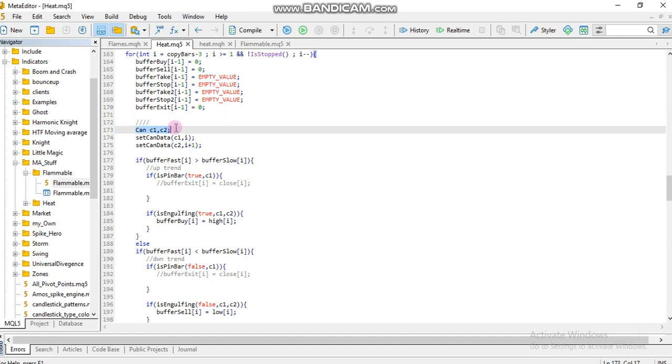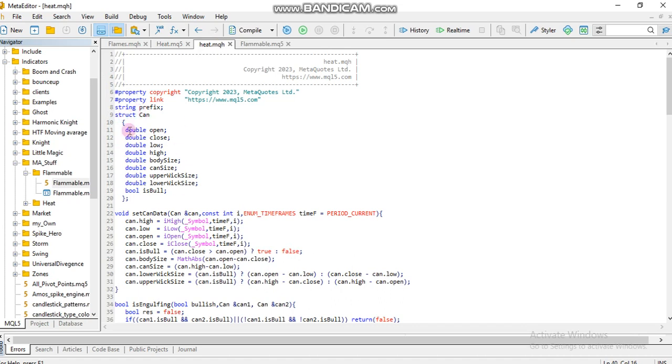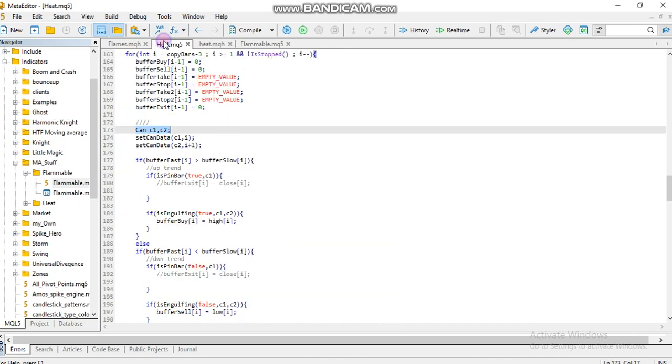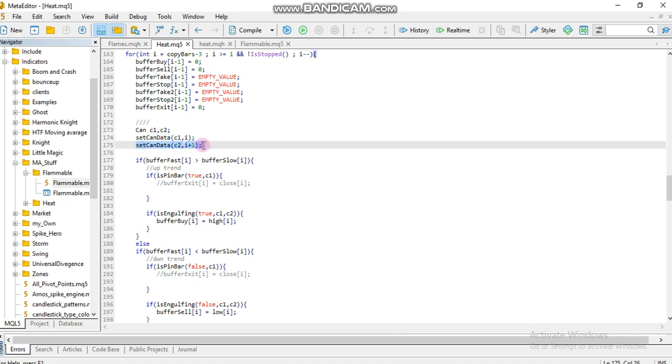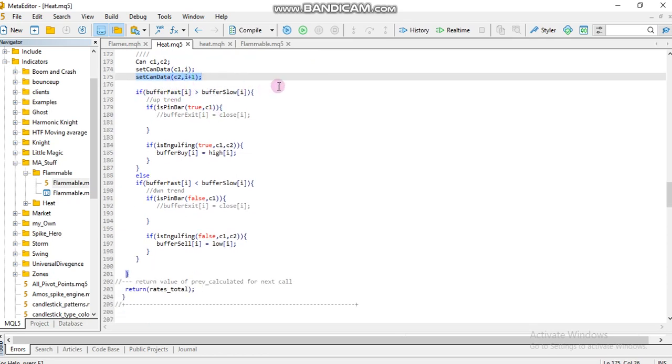So here I define my variables c1 and c2 of type of this structure called candles. I'll define them, and then here I'm initializing them, filling them up with the values that I want with the function that we created later. So this is set candle data, and I'm setting it at candle number 2, candle number 1. And then here I'm checking if it's an uptrend, if the first buffer is up. This doesn't really matter at all, so never mind this. This is just for me to check if it's an uptrend for example purposes.